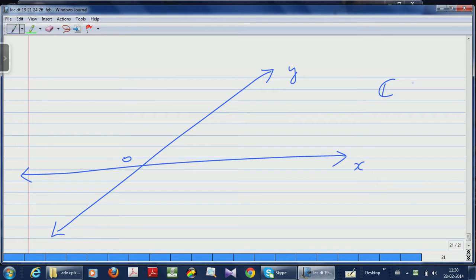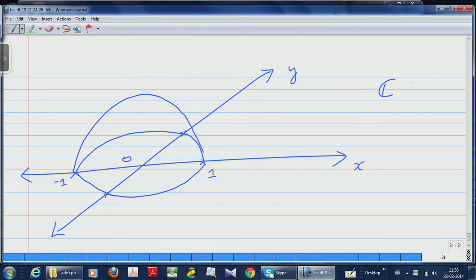So let me draw the Riemann sphere here. This is supposed to be 1, this is minus 1 on the x-axis, and here is my sphere. Its cross section on the plane is the unit circle. This is my Riemann sphere, and then of course I have this third axis, which I'll not call z, I'll call it u, because z is supposed to stand for x plus iy. And here is the north pole.